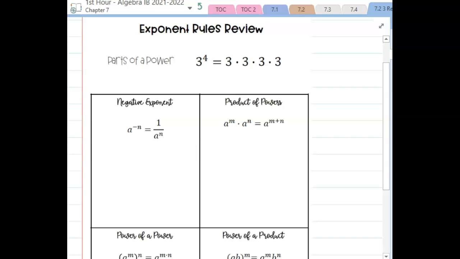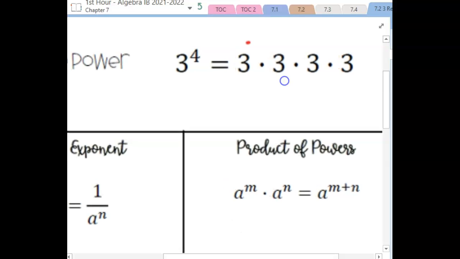So, before we really dive into the rules review for today, I wanted to take a second just to remind us what the different parts of a power are. I mentioned before Christmas break that I'm very guilty of using the incorrect vocabulary. It's really important to use the correct vocabulary. I often look at this thing, the 3 to the 4th, and say, oh, that's an exponent, which isn't right, okay?